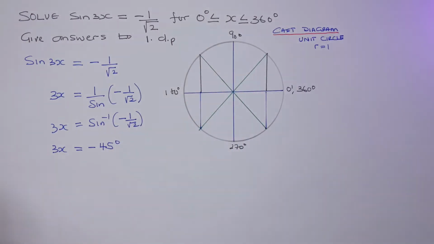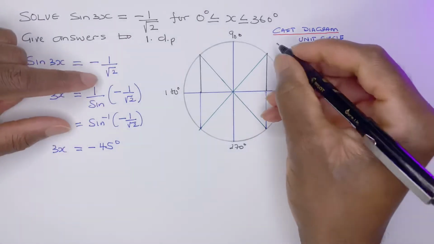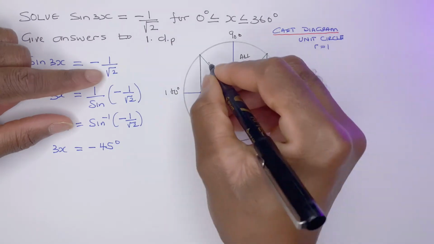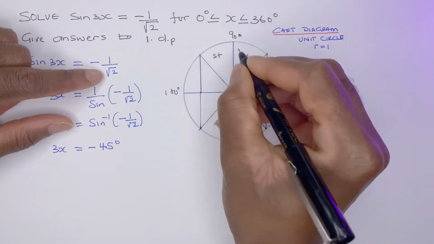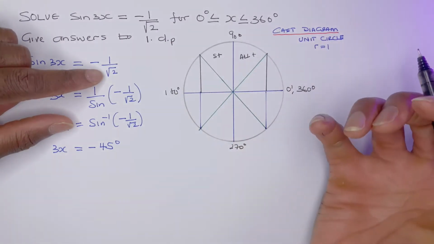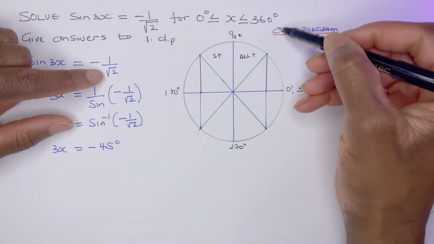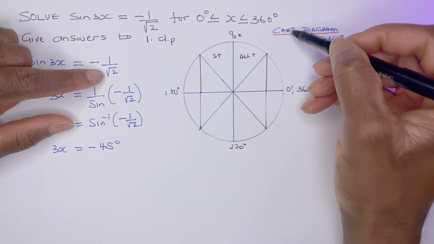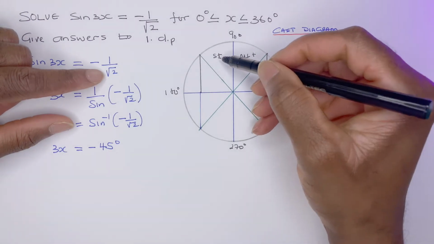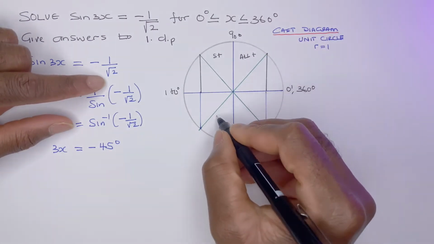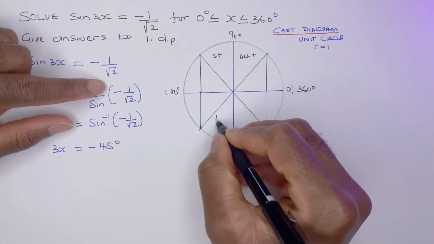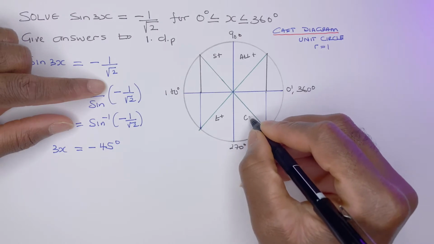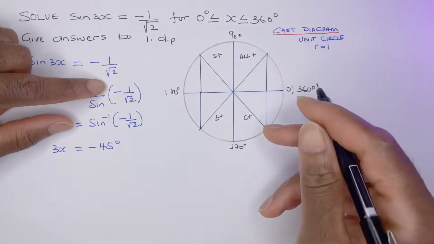Because, using the CAST diagram, all are positive here. All is positive. Sine is positive here. All the trig ratios are positive. Cosine is positive here. All positive, that's what that stands for. S means sine is positive here in this case. Here, tan is positive. And here, cos is positive. The rest are negative.